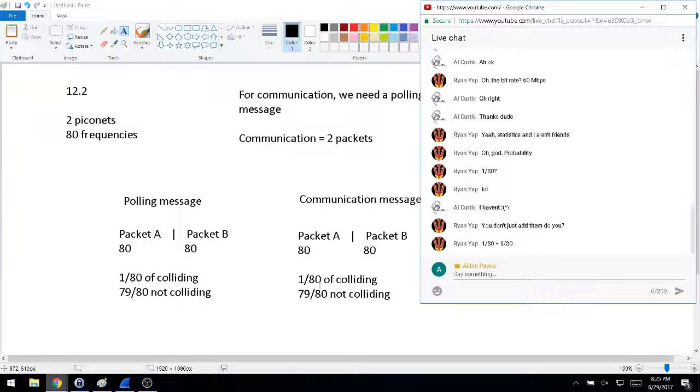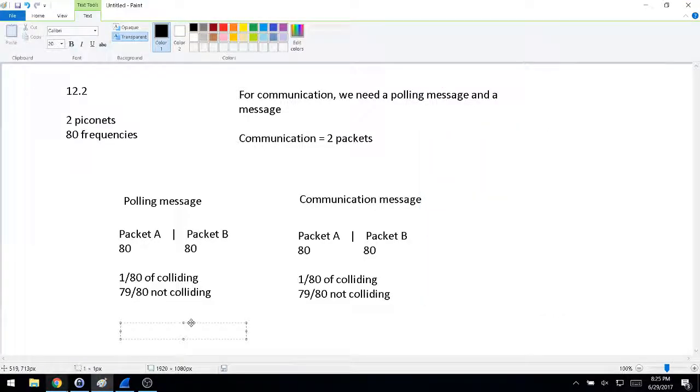Ryan says you don't just add them, do you? And that's so close. But you actually multiply them. And that is the mistake that you can make, whether you have to add or multiply events. Again, I am not a statistics professor, and I don't like statistics any more than anybody else, I'm sure. But we actually have to multiply them.